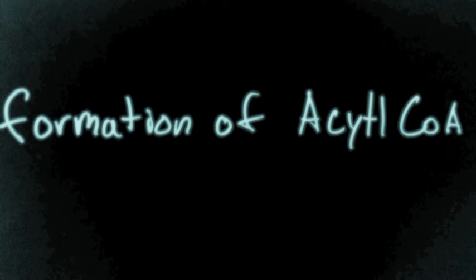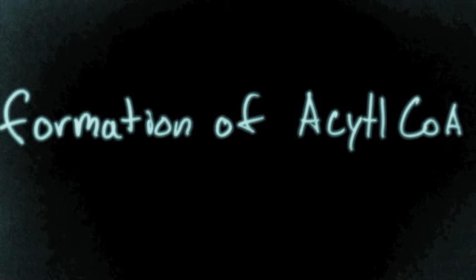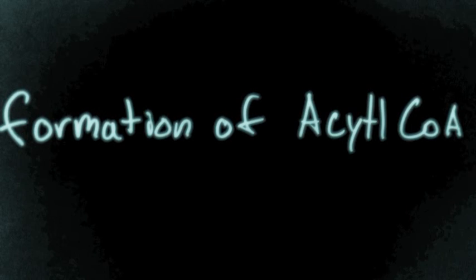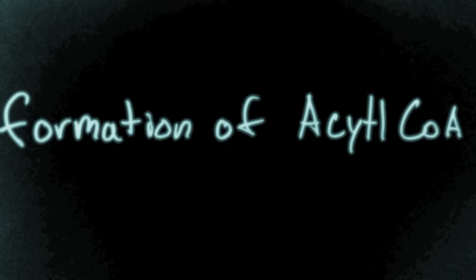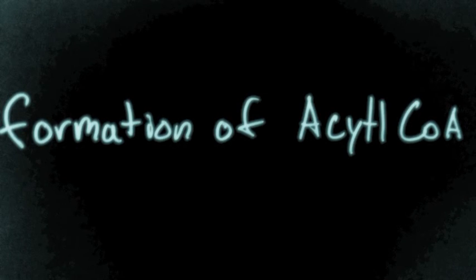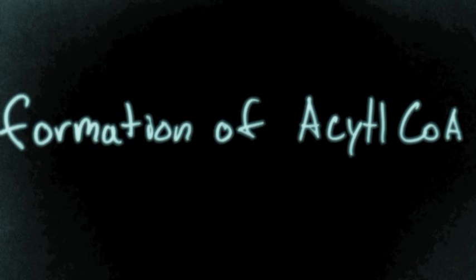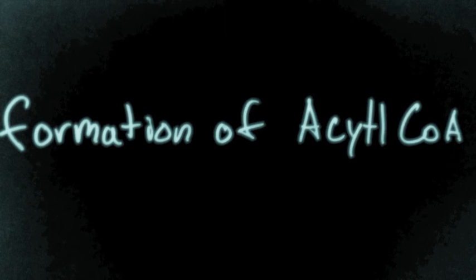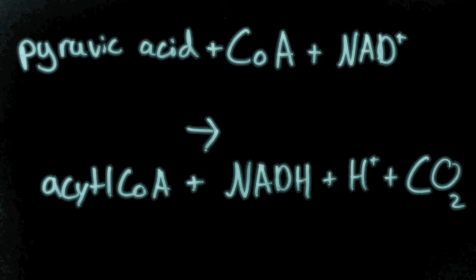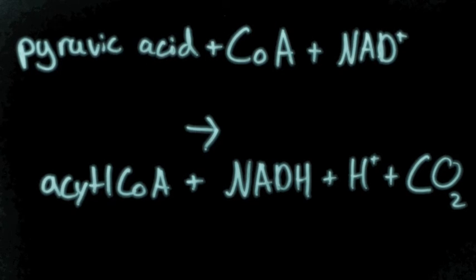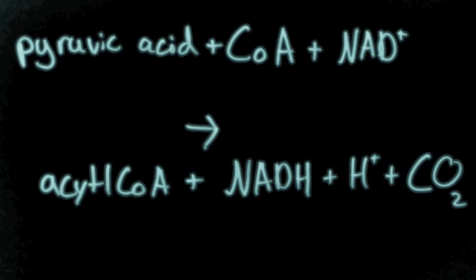Formation of acetyl-CoA begins when the pyruvate made from glycolysis travels from the cytosol into the mitochondria. Formation of acetyl-CoA is also called oxidative decarboxylation. The enzyme used in this process is pyruvate dehydrogenase.